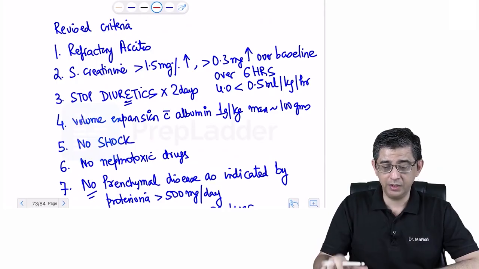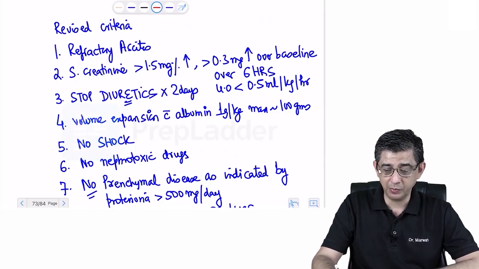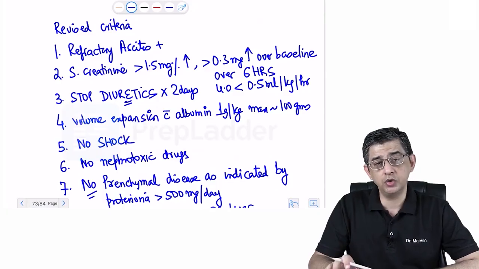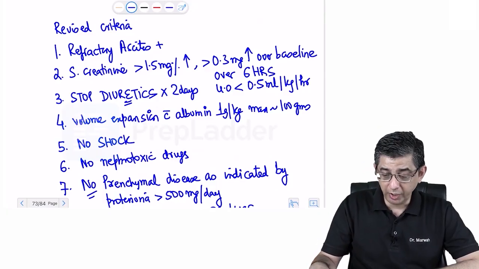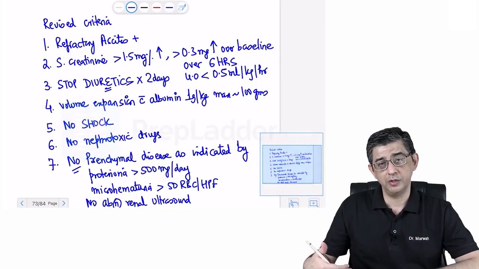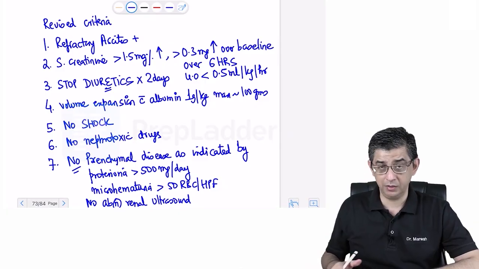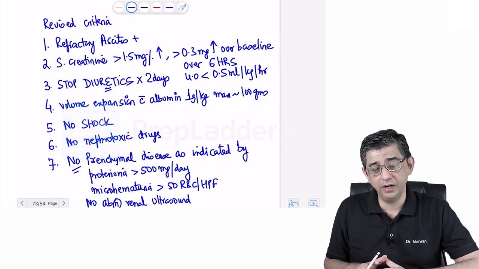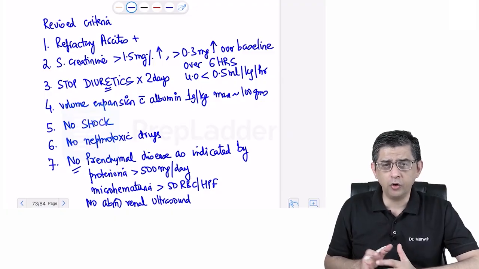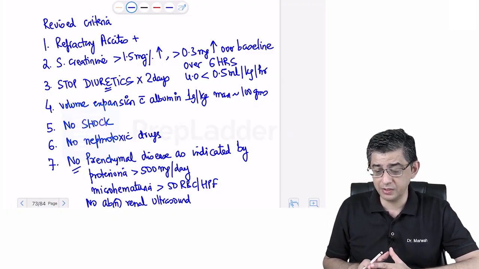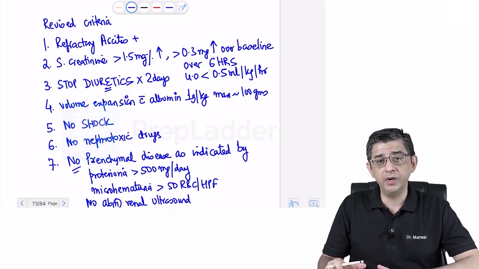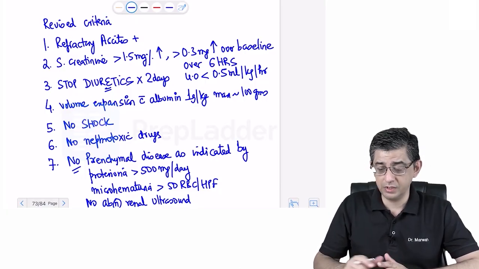So mainly you need to understand that if there is a refractory ascites patient and his creatinine is showing a substantial rise, you need to rule out a couple of aspects. Stop the diuretics of this patient, perform a volume expansion, considering that he should not go into heart failure, and then rule out the obvious pre-renal and the post-renal causes. And if you can eliminate them, then hepatorenal syndrome is definitely in.